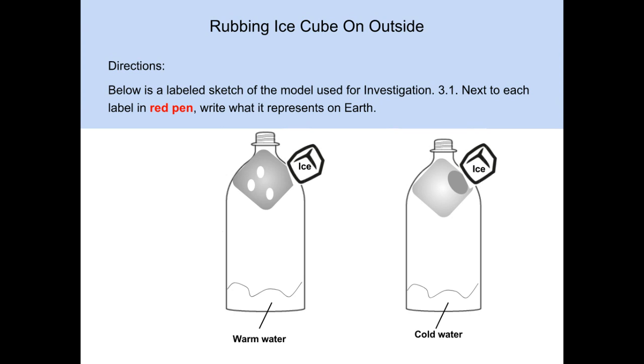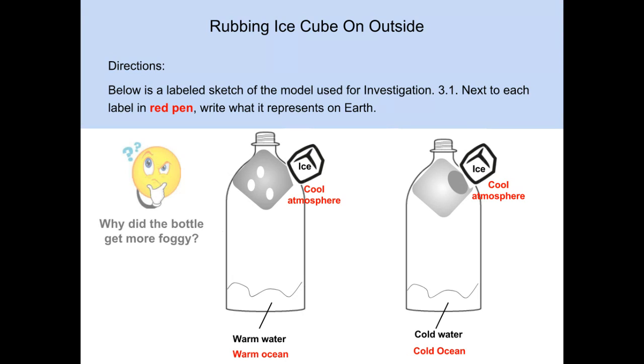What should have happened is you should have gotten more condensation at the top, more over the warm water and more over the cold water. So once again, the warm water represents the warm ocean. The cold water represents the cold ocean. The ice cube allowed us to have a cool atmosphere in our container. So we cooled down the atmosphere. You cooled down the air in the top of the container. So the question is, why did the bottle get more foggy?